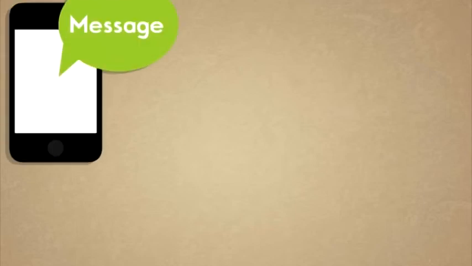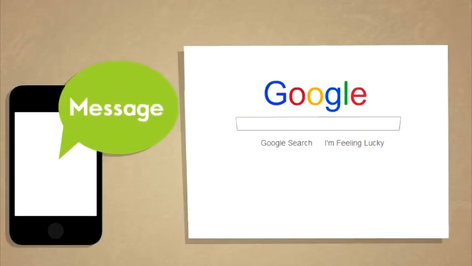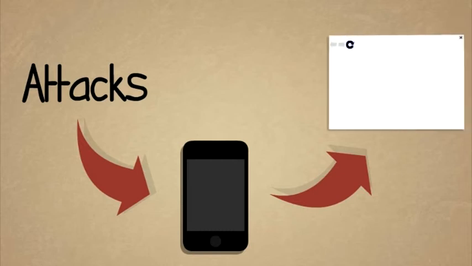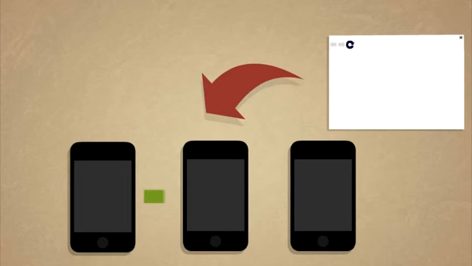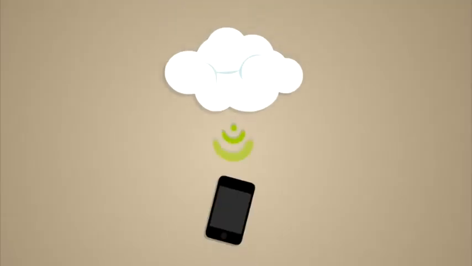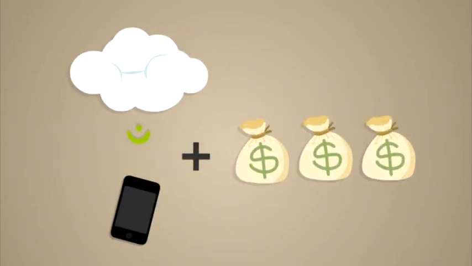Cell phones today have the ability to send and receive text messages and connect to the internet. Types of attacks that typically target cell phones are luring users to malicious websites, infecting a cell phone, launching attacks on other cell phones, accessing account information, and abusing the cell phone service, with the user being charged additional fees.